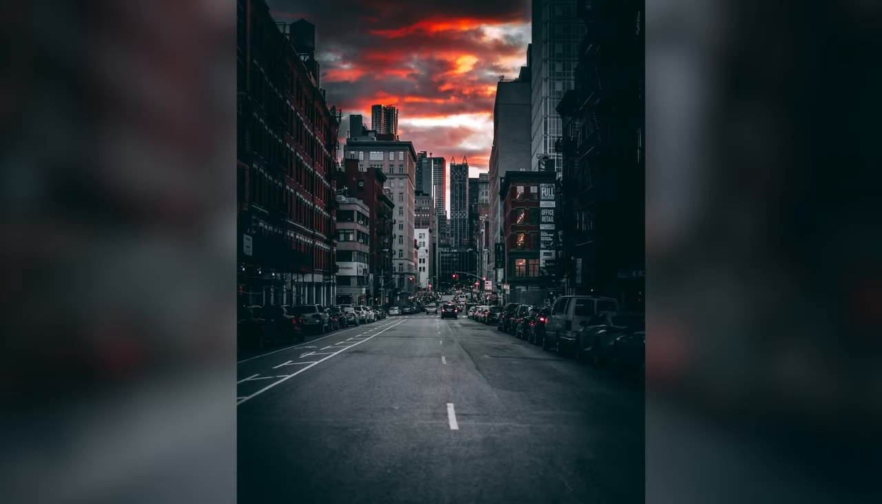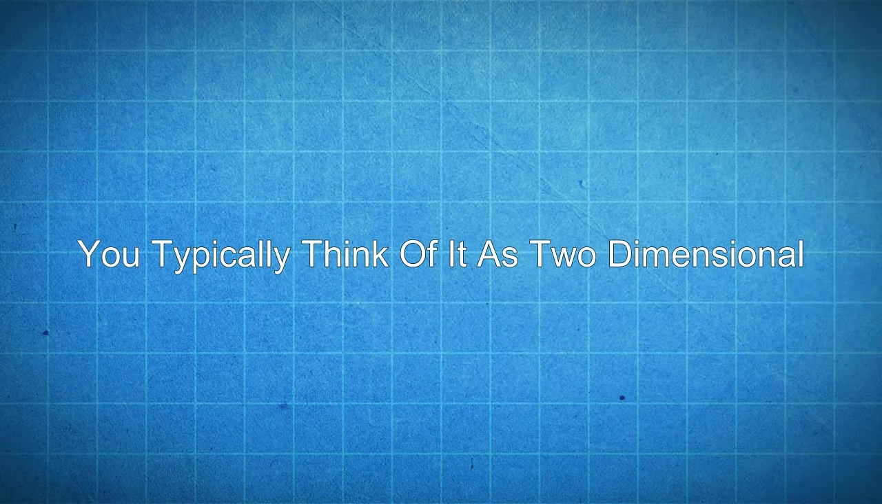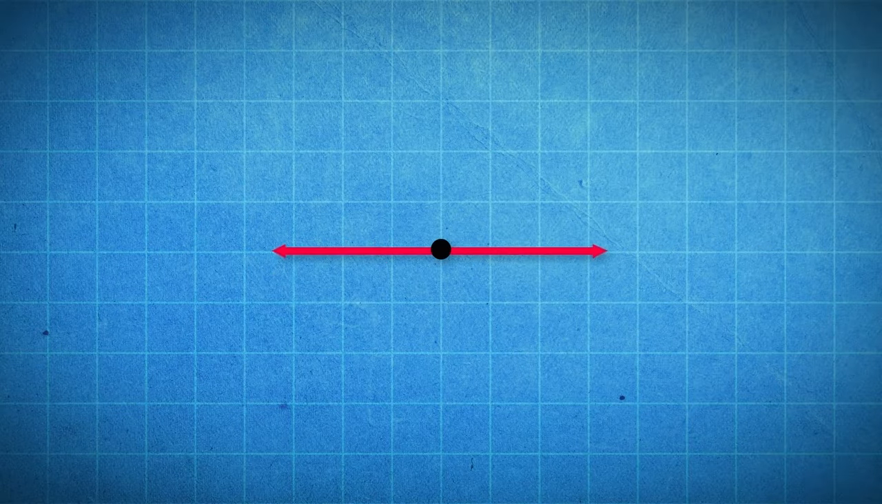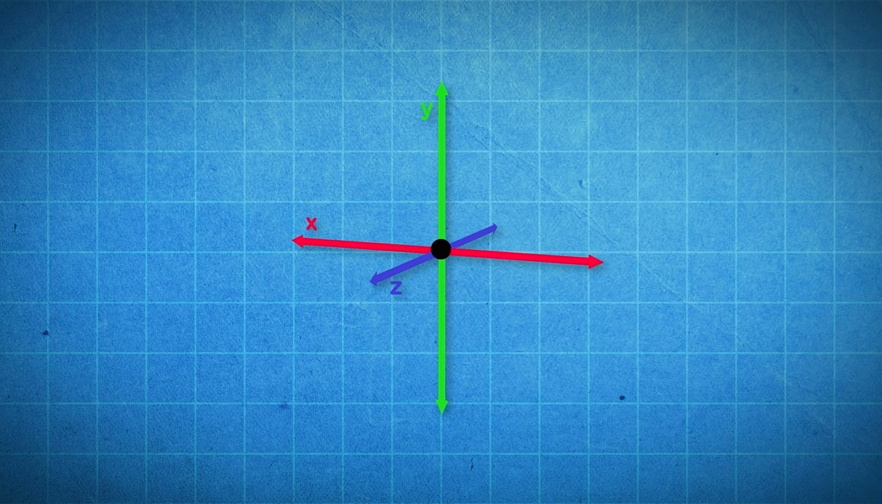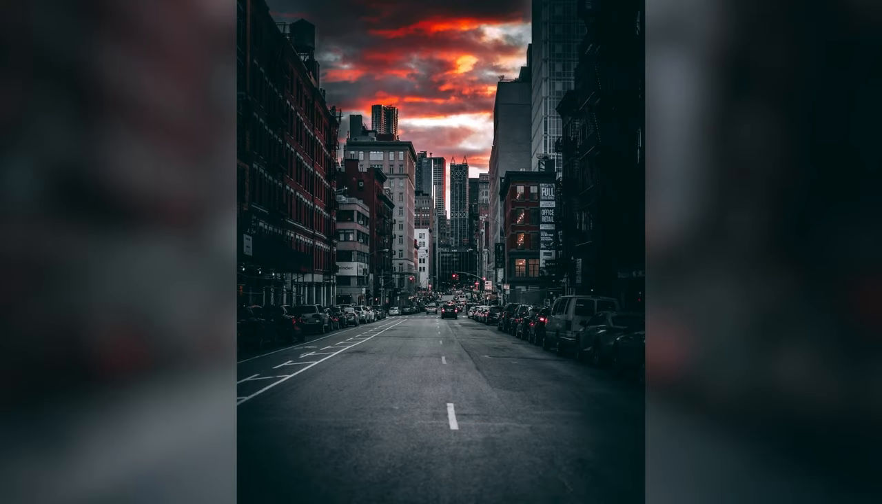When you think about a printed photo, you typically think of it as two-dimensional, meaning it has an X and a Y axis. But the trick is to introduce a third axis, which is the Z axis, by positioning your shots to include more depth.